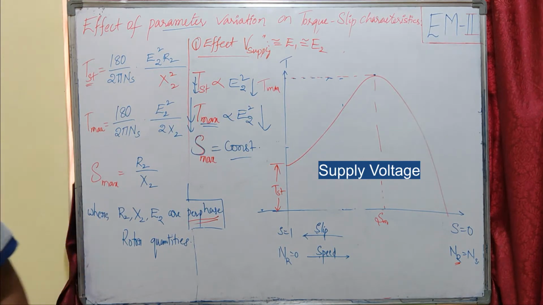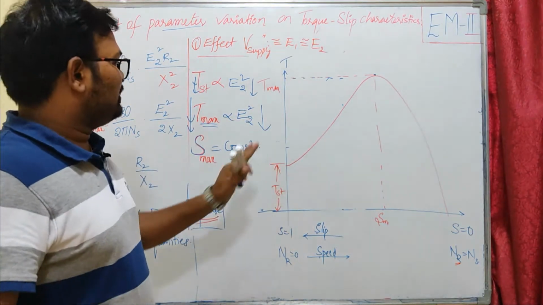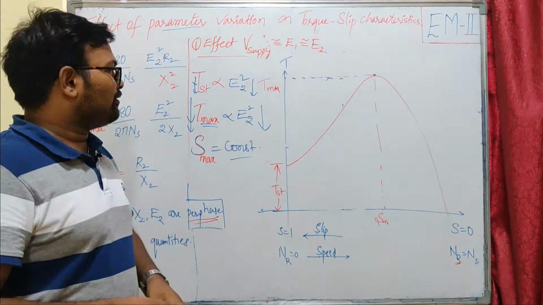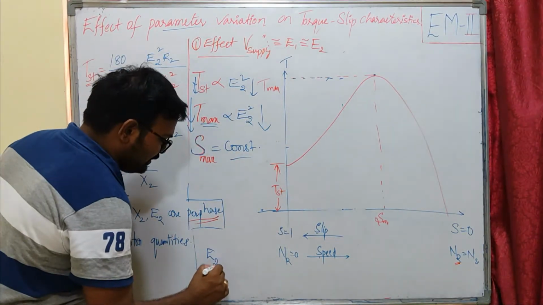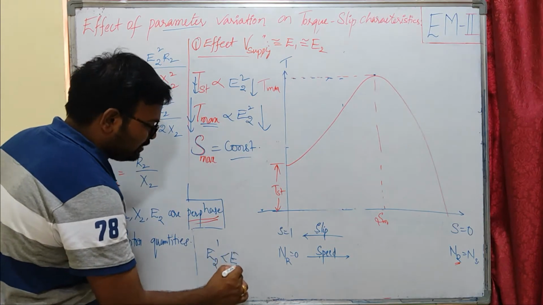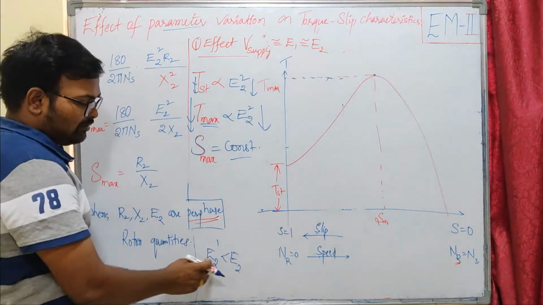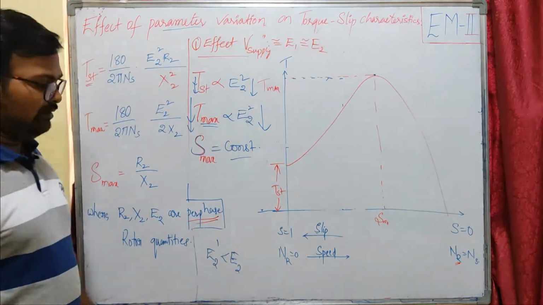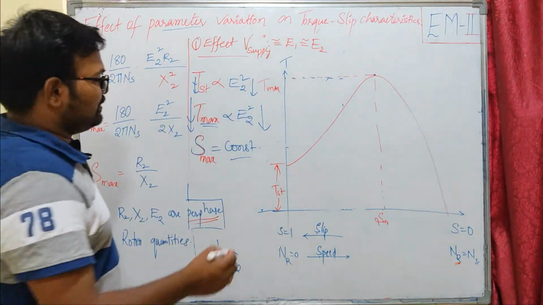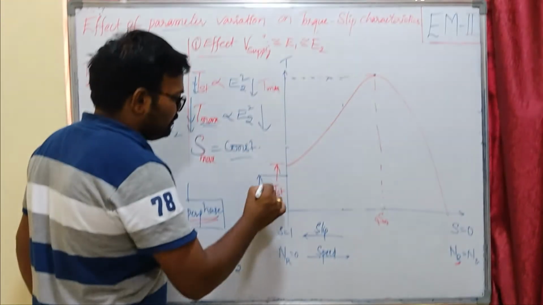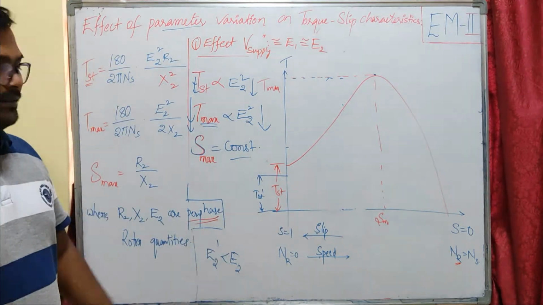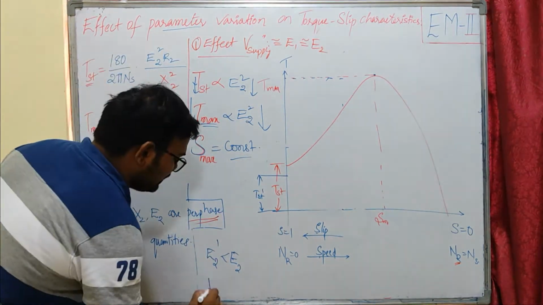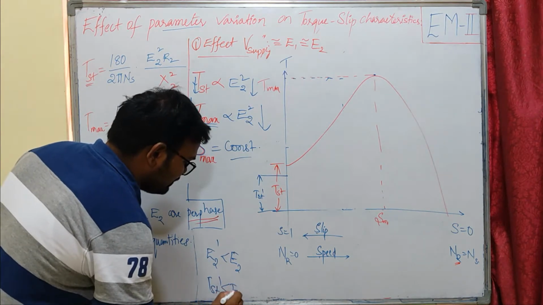Okay, so these are the changes when I change the supply voltage. Let us see the torque slip characteristics for the effect of our supply voltage. I decreased the supply voltage to E2 dash, which is less than our initial one, E2. So how is the starting torque behaving? It is reduced. This is my new starting torque corresponding to my reduced supply voltage, TST dash, which is less than TST.